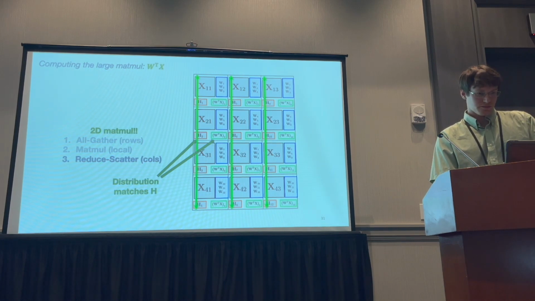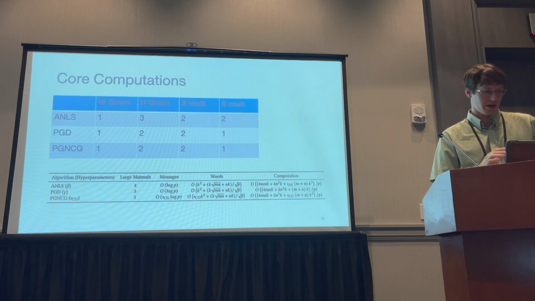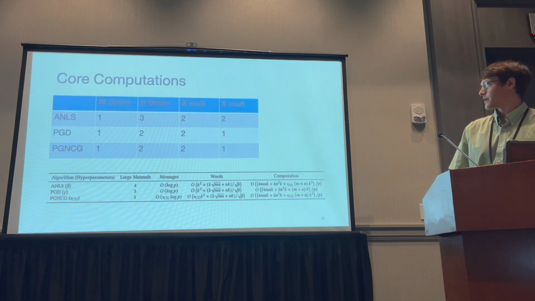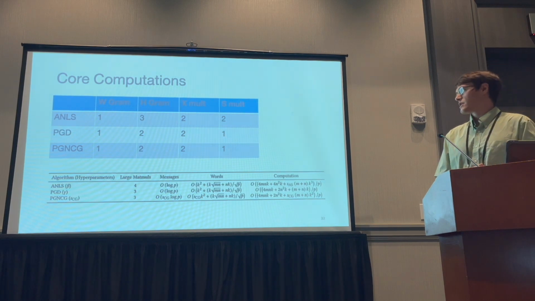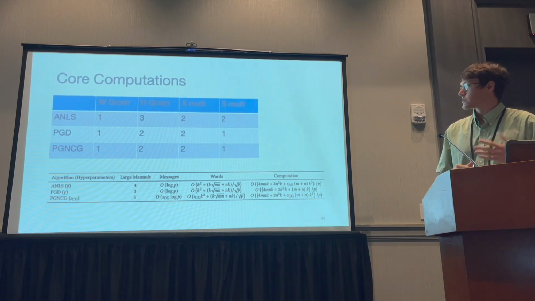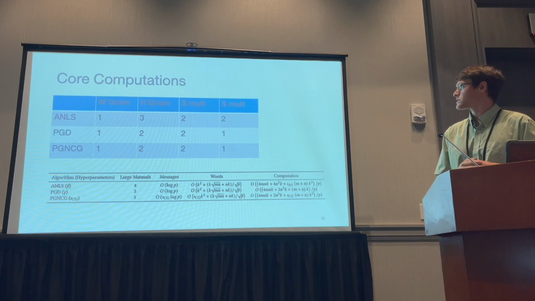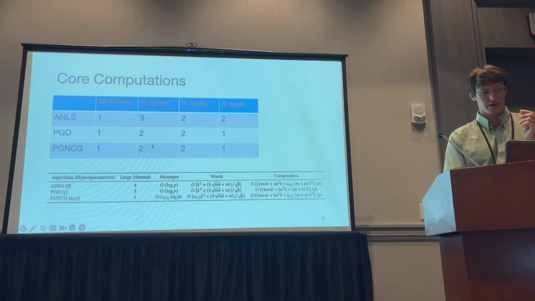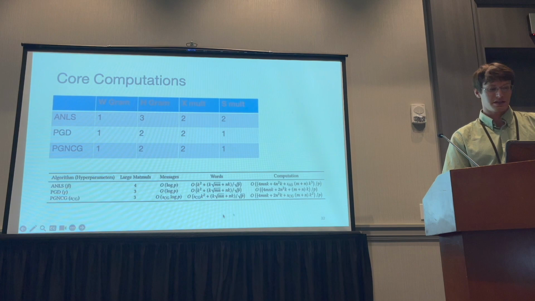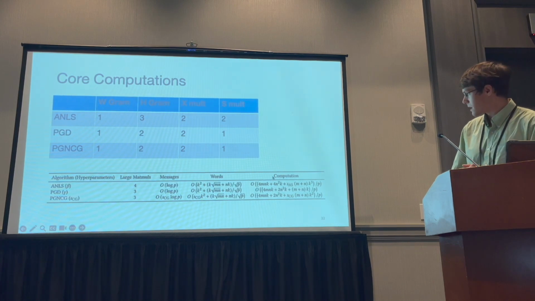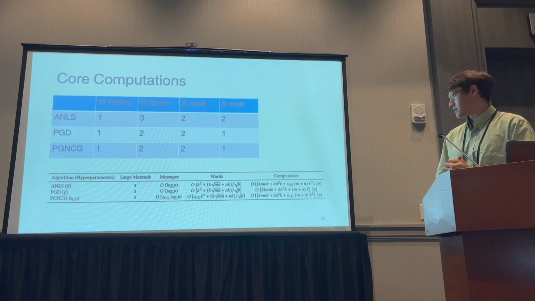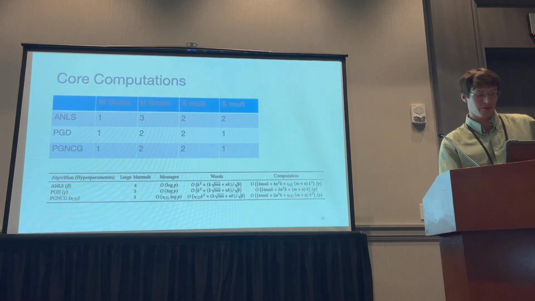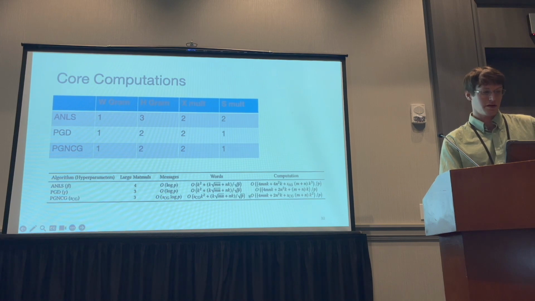So, as a quick review, here we have a very high-level overview of the core computations of each of the three algorithms. Alternating Least Squares requires 1 W Gram and 3 H Grams, 2 S mults, and 2 X mults, and similarly, slight variations for PGD and CG. And here we have a table with some of the computation and communication complexities for the three algorithms, and the majority of differences between these three comes from the differences in the number of kernels for each of these.